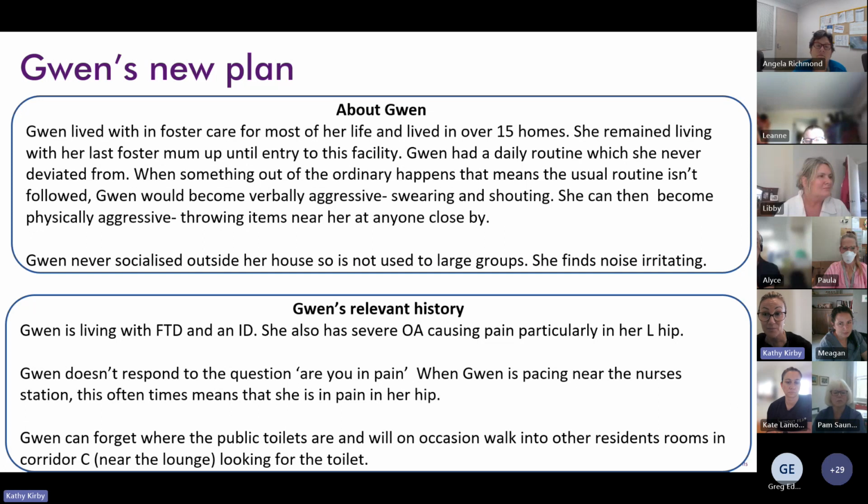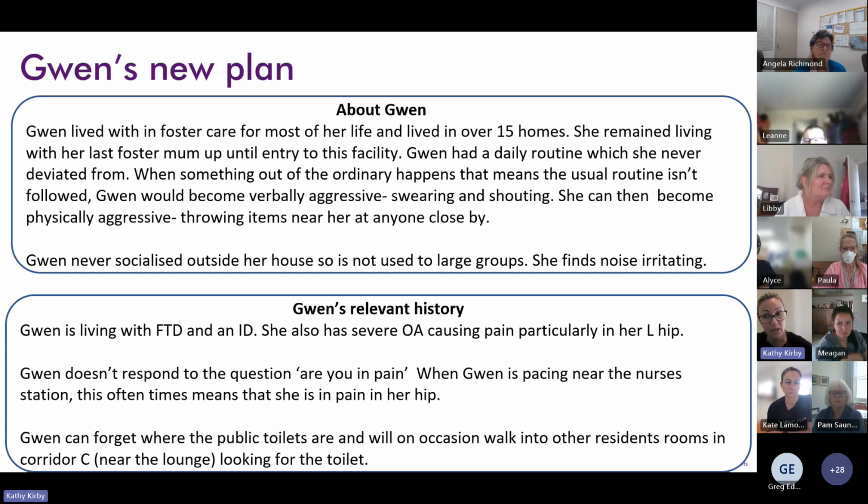Trigger there, isn't there? Because if she's used to having a daily routine, then deviating from it is probably going to be a trigger, isn't it? When something out of the ordinary happens that means the usual routine isn't followed, Gwen would become verbally aggressive, swearing and shouting. Okay, so there's a trigger that's quite specific right there, a trigger for a specific behaviour. She can then escalate to becoming physically aggressive and throwing items at anyone near her.